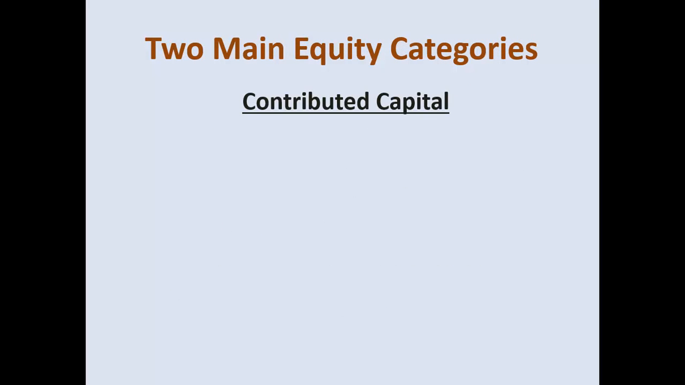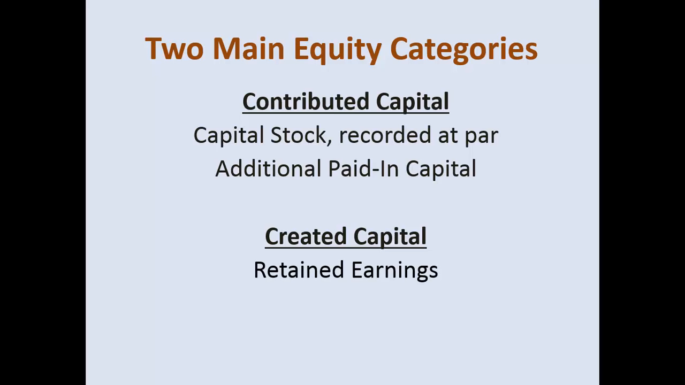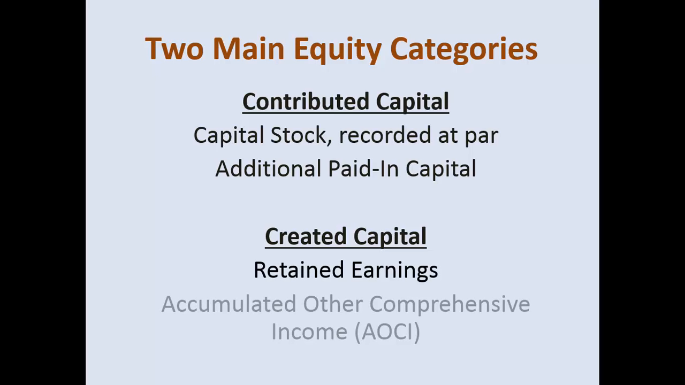There are two main equity categories. Contributed capital, you have capital stock recorded at par, and then additional paid-in capital excess of par, that's paid-in capital or contributed capital. Owner's contributions, and then created capital or internally generated, that's retained earnings, and that other advanced concept, an account you may see in some financial statements, it's called accumulated other comprehensive income, to be studied later.